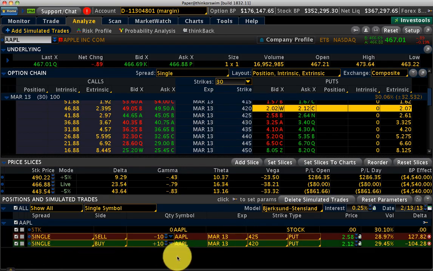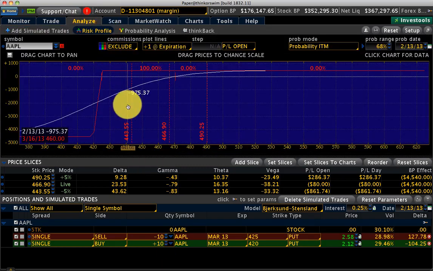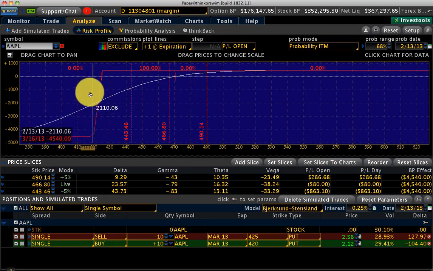So if we put that order into the order ticket, then we have a spread. So this is called a bull put spread. And if you look at the risk profile now, your maximum loss is capped. It doesn't matter how much Apple falls, your maximum loss is going to be 4,540. And immediately look what happens to your margin. It came down from $51,000 all the way down to 4,540. So this is how you would construct a spread.